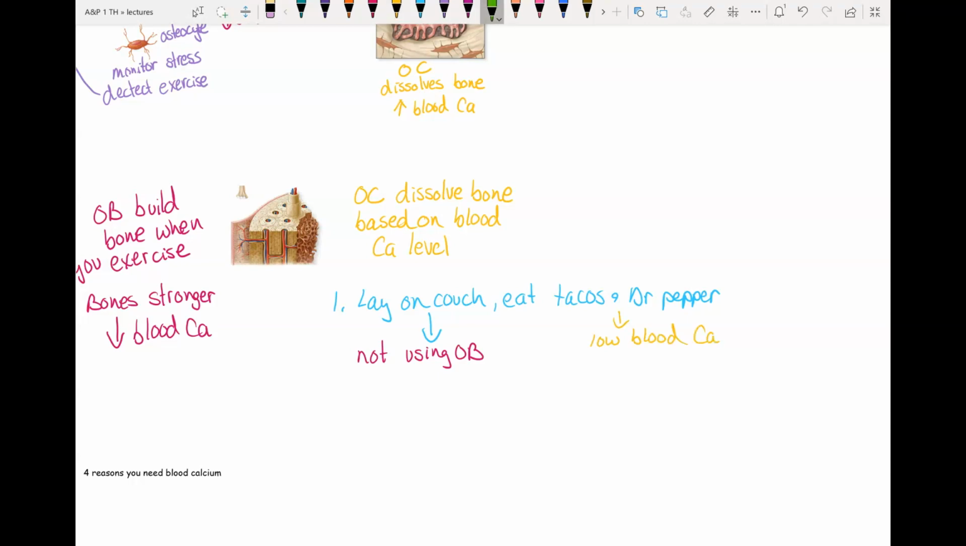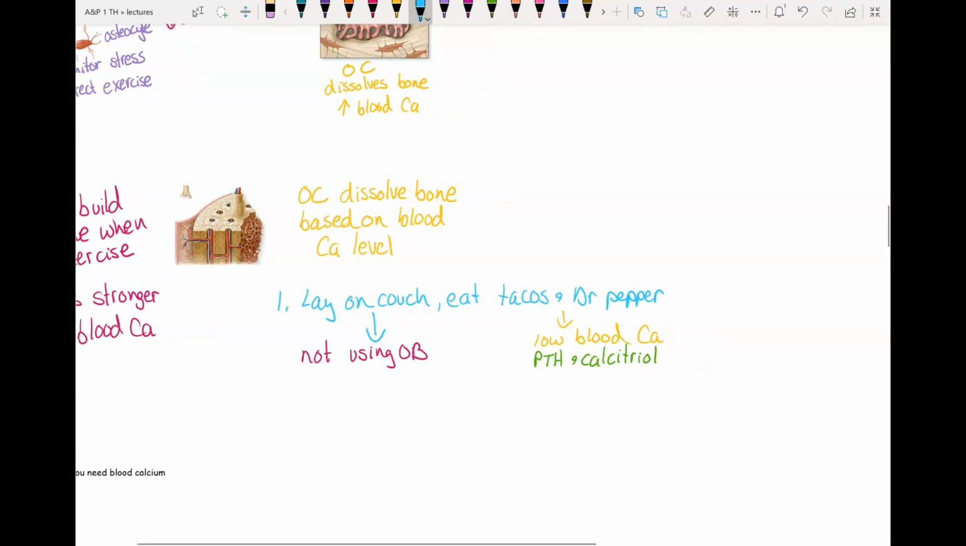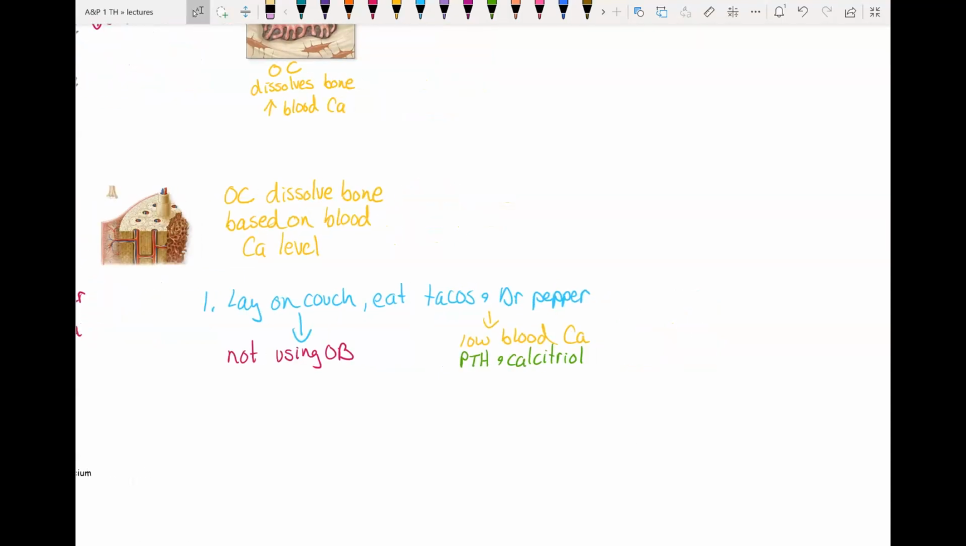which is going to cause you to use PTH and calcitriol, and you're going to dissolve your bones more. So the net effect of this is that you're not building new tissue and you are dissolving your own tissue. So you are going to have a net loss of bone tissue. So your bones are going to get weaker during that month you spend laying on the couch drinking Dr. Pepper and eating tacos.